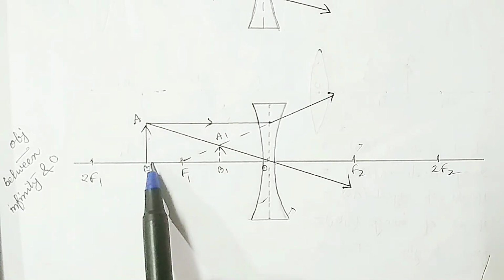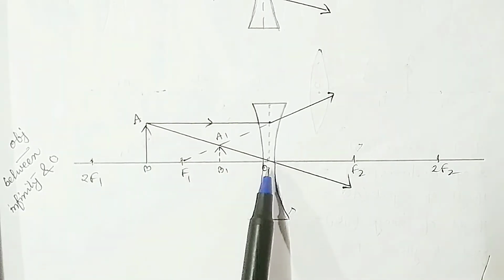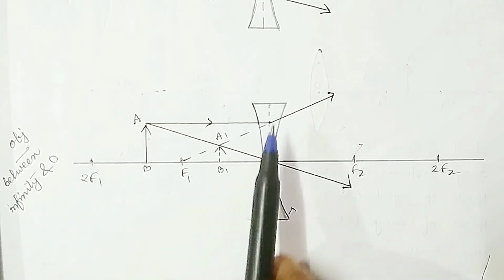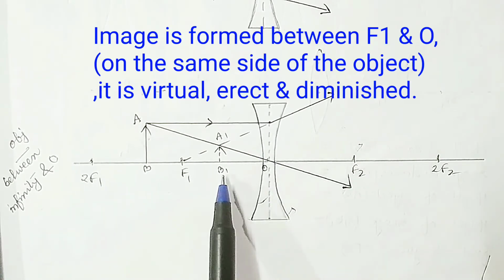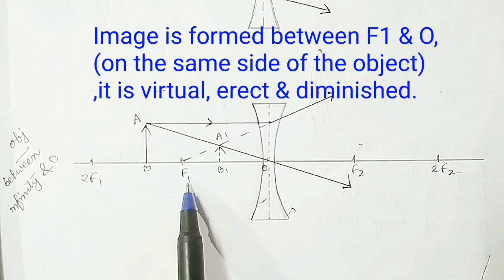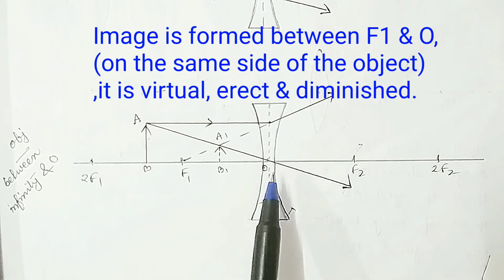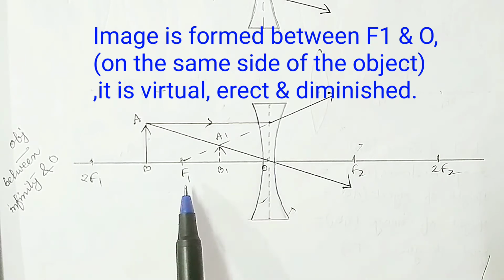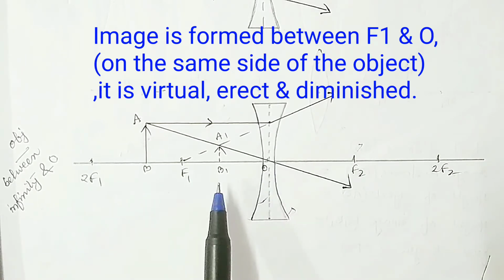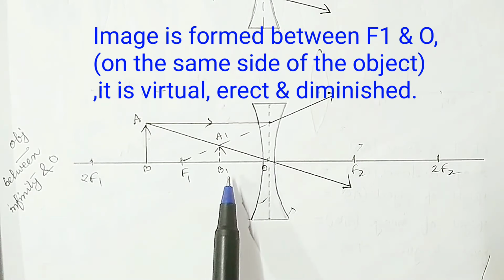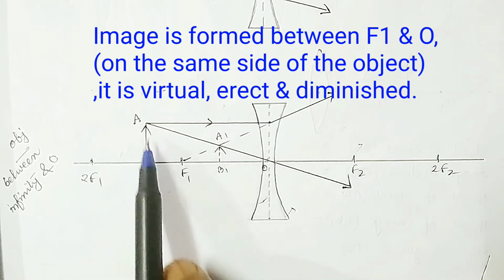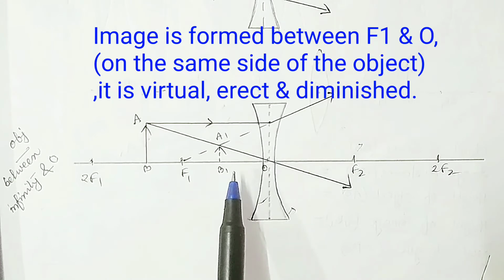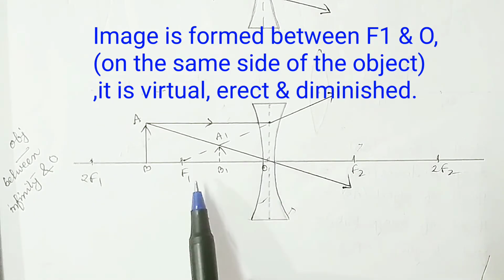So when the object is located anywhere between optical center and infinity, in case of a concave lens, the image will be formed between the first principal focus F1 and O, the optical center. It will be virtual. Virtual images are always erect, so the image will be erect. It will be diminished. As you can see, the height of the image is smaller than the height of the object, so the image is diminished and on the same side as the object.